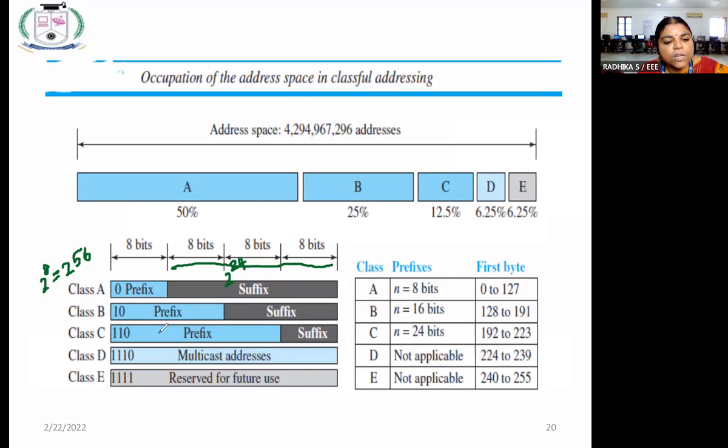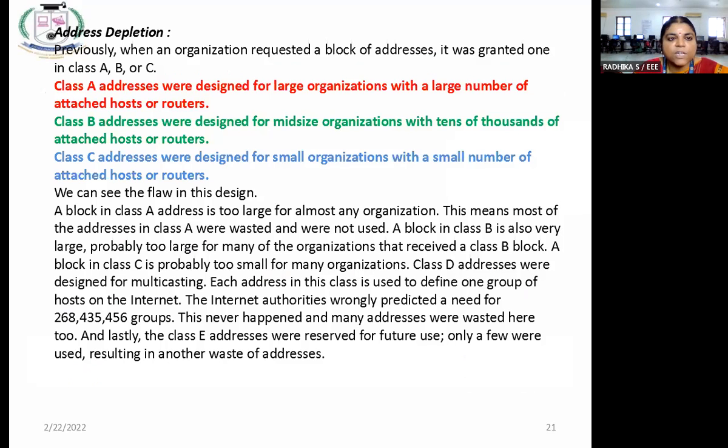And when it comes to class C, the inverse of class A actually happened here. They allocated 24 bits for identifying the network, whereas only 8 bits are meant for identifying the host in the network. And again, that is not sufficient. Even for a very small organization, this 8-bit size to address the host in the network was not found to be sufficient. So these are the problems associated with classful addressing.